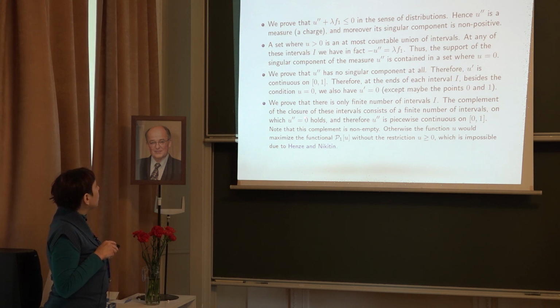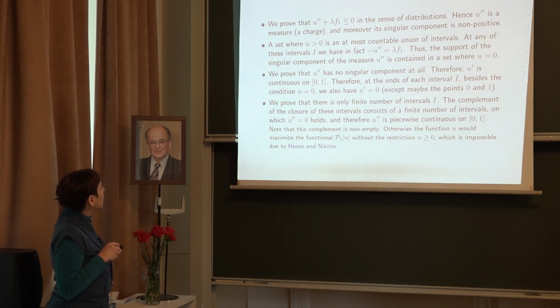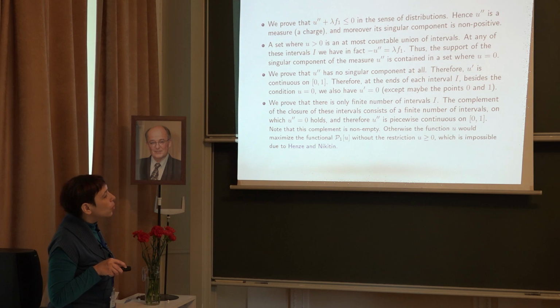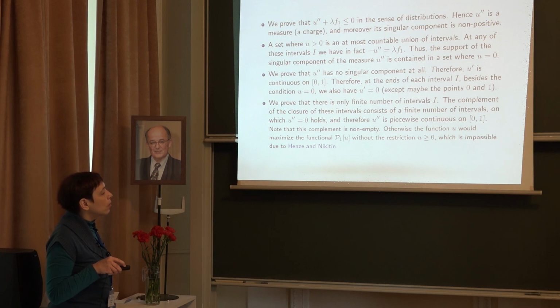And note that the set where u vanishes is non-empty. Otherwise, we would have a probabilistic solution for the original problem in Henze-Nikitin, and it was shown in Henze-Nikitin that it is impossible. So we are looking for a function having some intervals where the function vanishes.